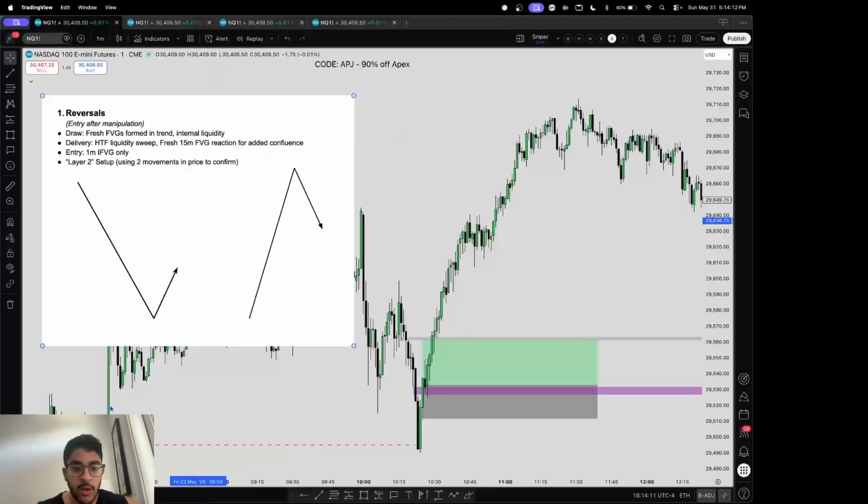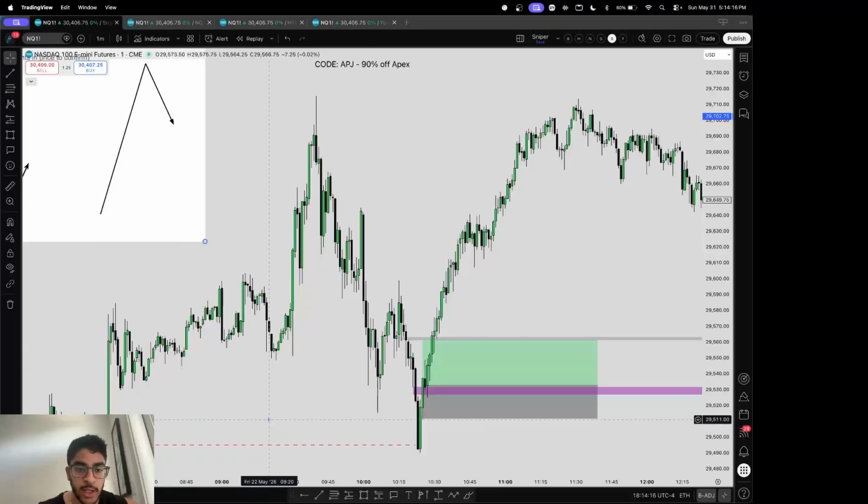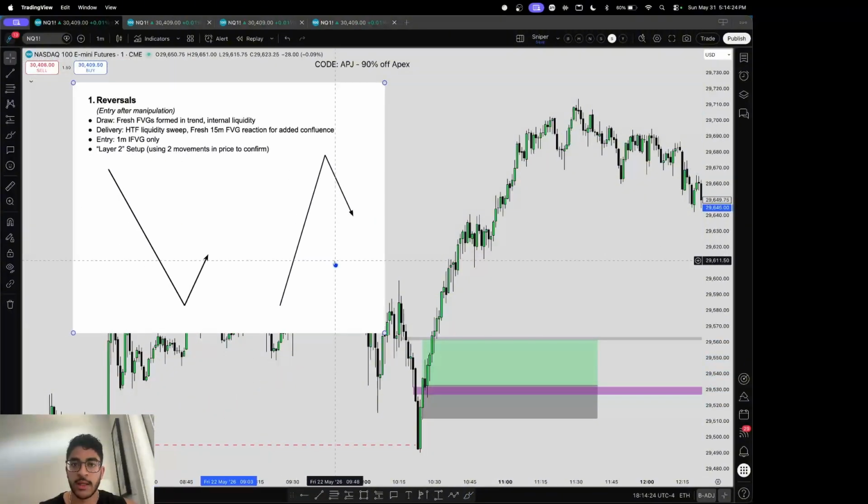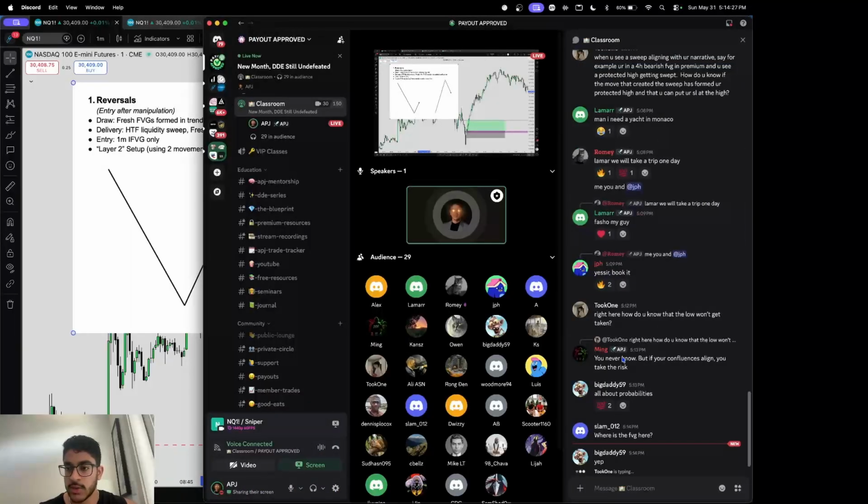How do I know that the low won't get taken? Well, we swept plenty of lows, right? We've swept New York low, we've swept pre-market lows, we swept all of these internal relative lows. Okay, and this is an all-time high market. It was a Friday. We're pretty safe to presume that we will close the day bullish, which we certainly did.